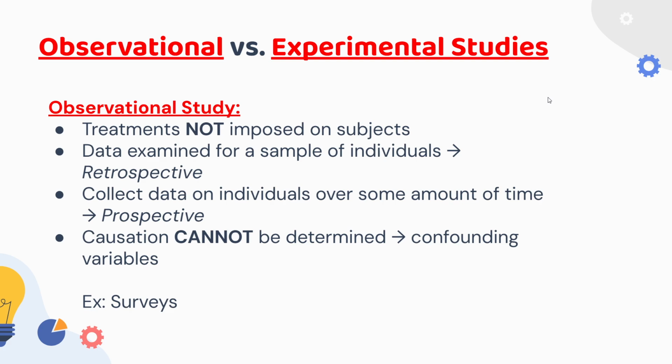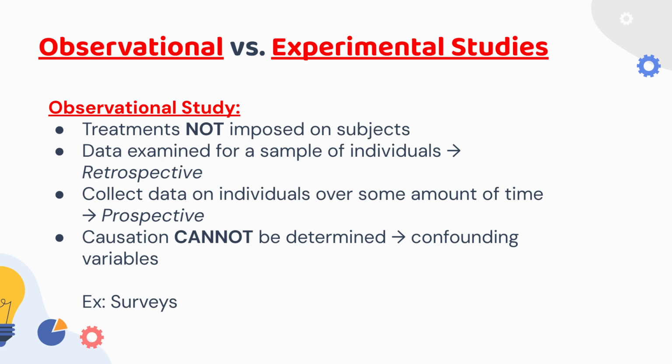So firstly, observational versus experimental studies. So observational studies, in these kinds of studies, treatments are not imposed onto subjects. So you don't impose any treatments, you simply observe them. Hence why it's called an observational study. So you examine data for a sample of individuals, whether that be through a simple random sample or stratified random sample or not. We'll go more over these in future topics, hopefully.